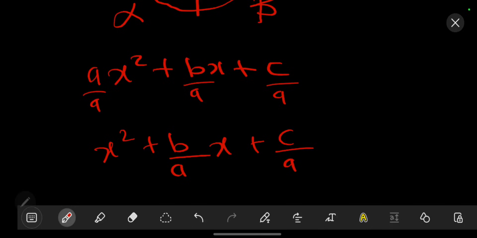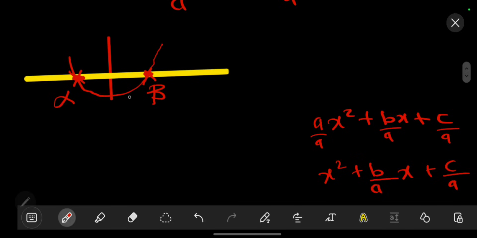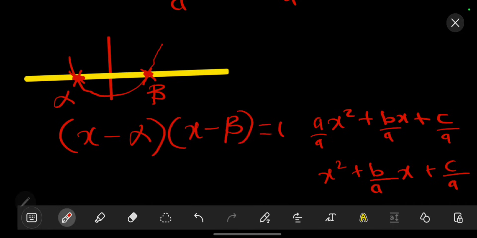Now let's also compare. Let me put this by the side. We are saying that alpha and beta are the roots of an equation. Alpha and beta are just a fancy way of saying the x coordinates where the graph passes through the x-axis. So if alpha and beta are the roots, it can be written as x minus alpha, times x minus beta, equal to 0.